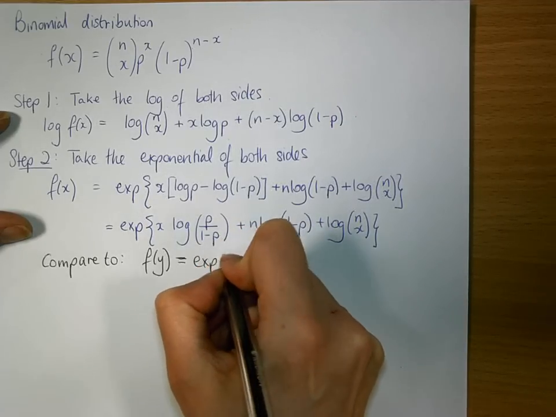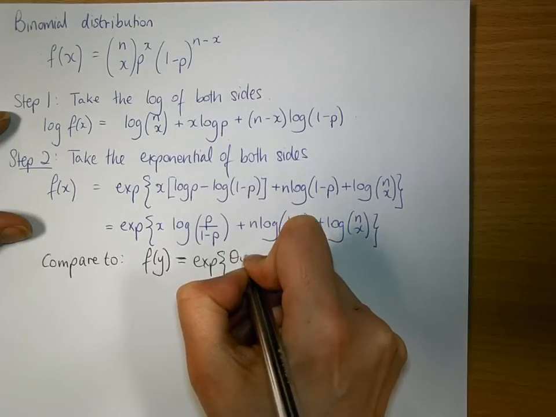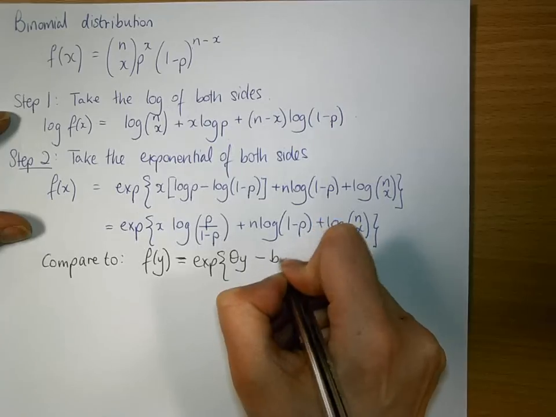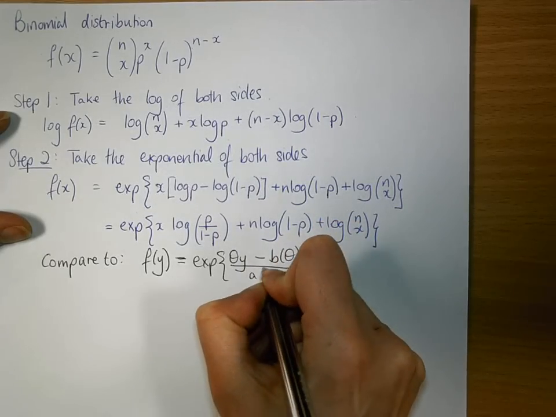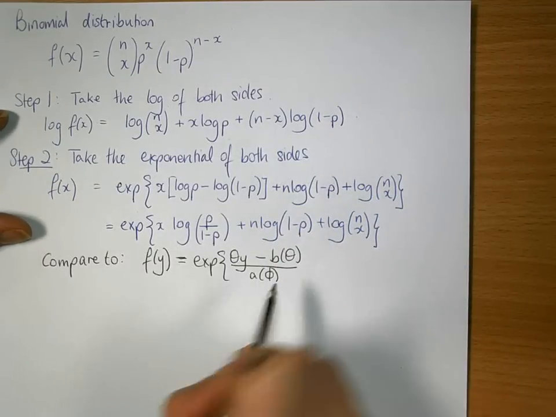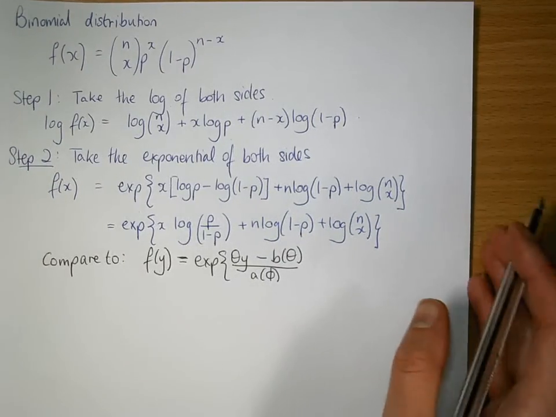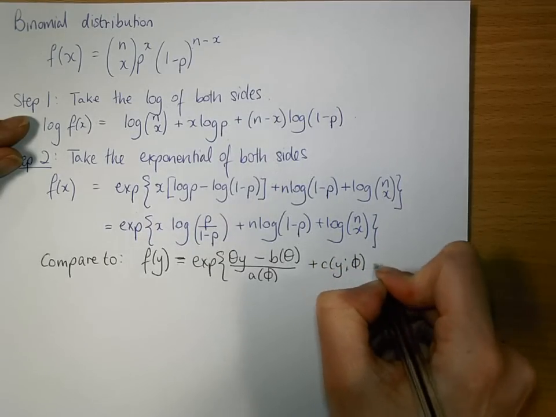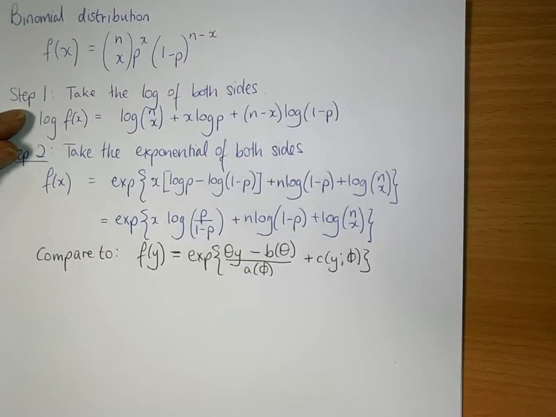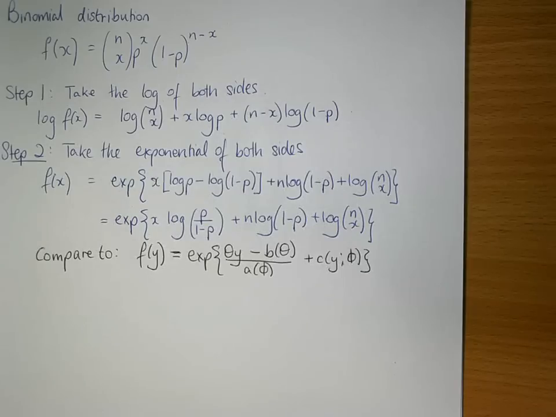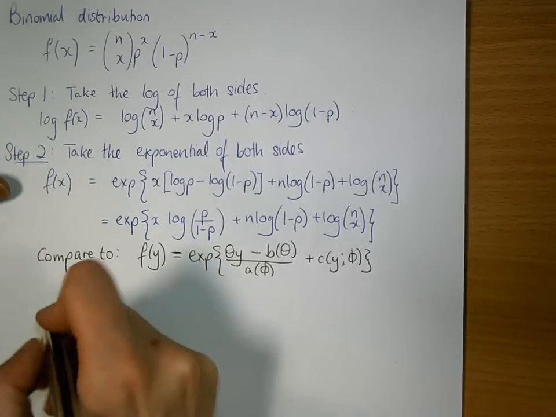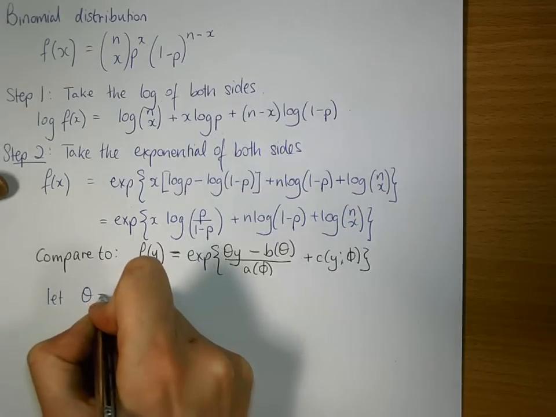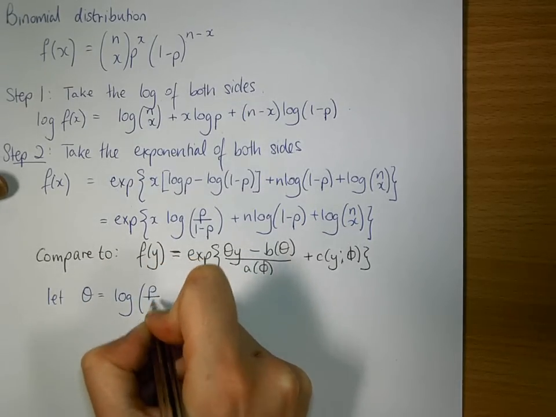equals exponential of theta y minus b of theta divided by a of phi. For a single parameter distribution, remember that this is going to be a constant, plus c of y phi. So now we have to remember to think about how we're going to match things up. Immediately we can see that we should let theta equals log of p divided by 1 minus p.